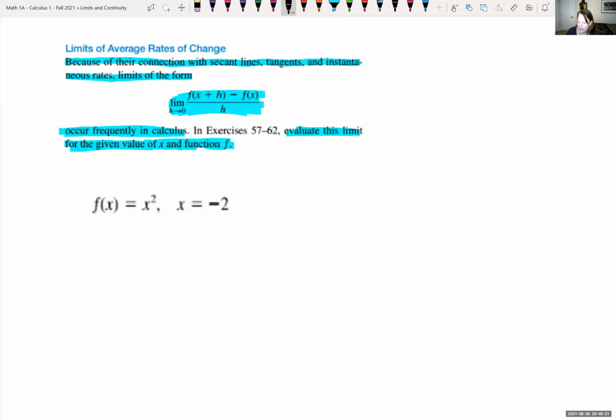Okay, so we are looking at the limit as x is approaching -2, but actually, sorry. We're going to look at the limit as h goes to 0 of f of x plus h minus f of x, all over h.